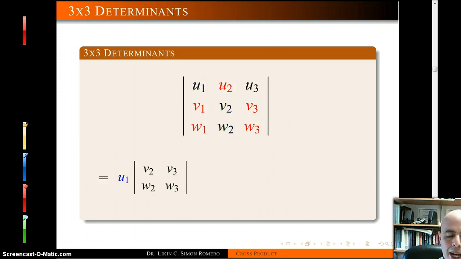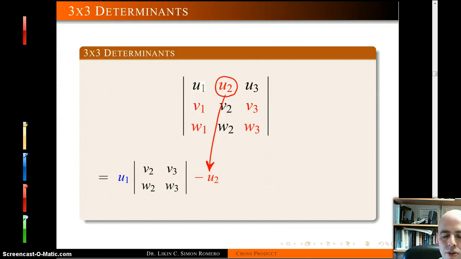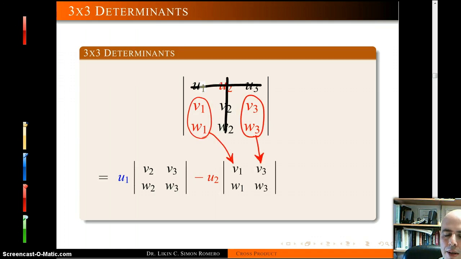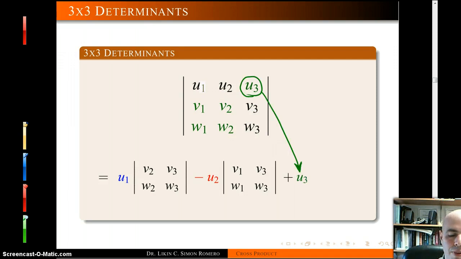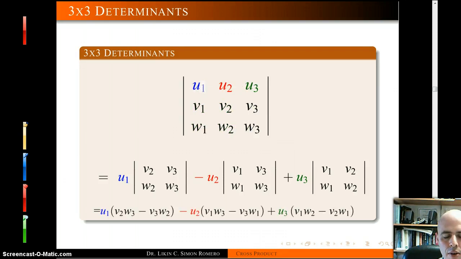Then you're going to put a minus. This minus is very important. Usually students tend to forget to put this minus. Then you're going to place U2, and then you do the same thing: erase the row and column and put the determinant of the remaining numbers. Then you're going to have a plus, and then you put U3, and then the determinant of the remaining numbers after erasing the row and column where U3 is. So that gives you this computation over here.